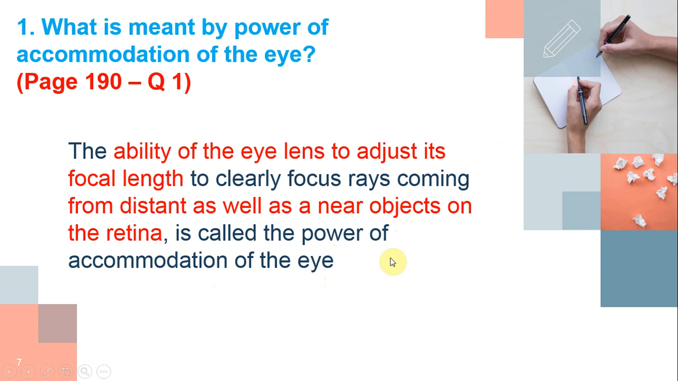That means we can see a nearby object, for example any book we can read it, and also we have to see far away objects, such as a person walking on the road. Both objects can easily be focused by our eye lens with the help of ciliary muscles. This ability of the eye lens is called the power of accommodation of the eye.